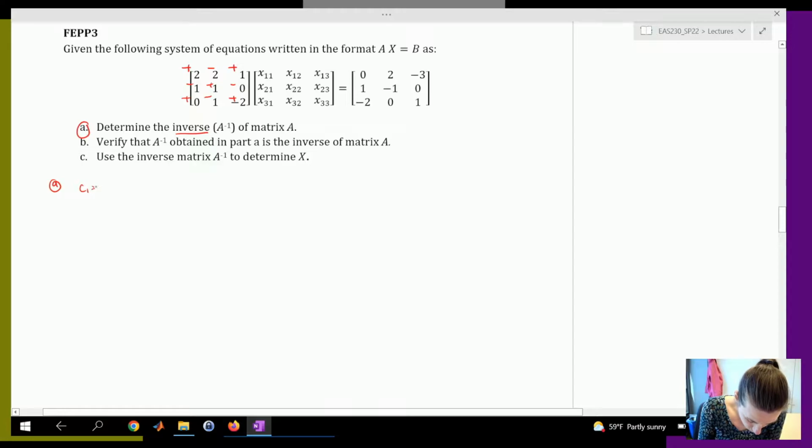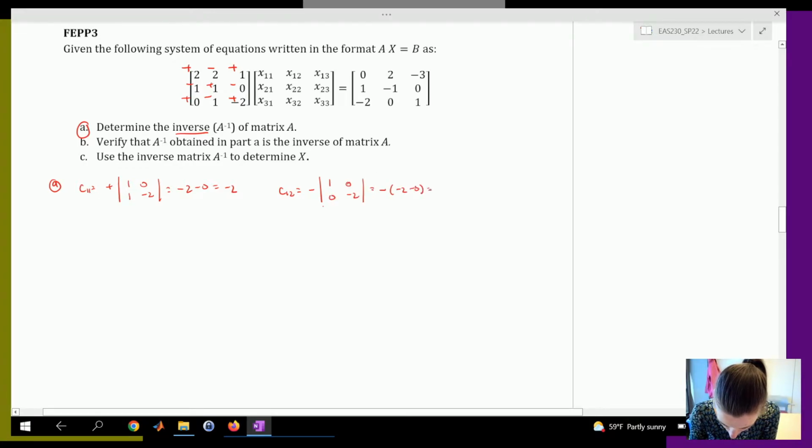So I go ahead and find C11. I get plus, and then take out that row, take out that column. So I get 1, 1, 0, negative 2. So it's going to be negative 2 minus 0, or negative 2. 1, 2 is going to be minus, and then 1, 0, 0, negative 2, or minus negative 2 minus 0, or positive 2. And then C1, 3, I'm going to go ahead and stop writing this because it's extra work. 1, 0, 1, 1, or plus 1 minus 0, 1.